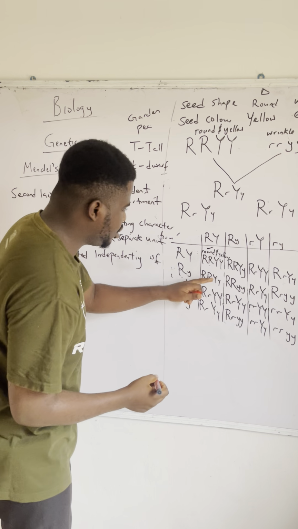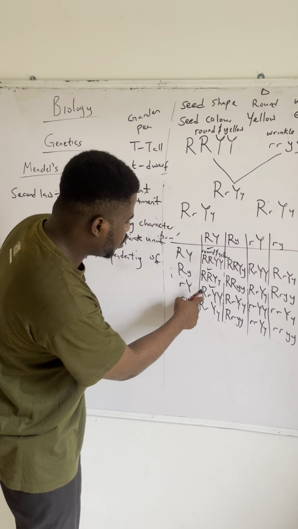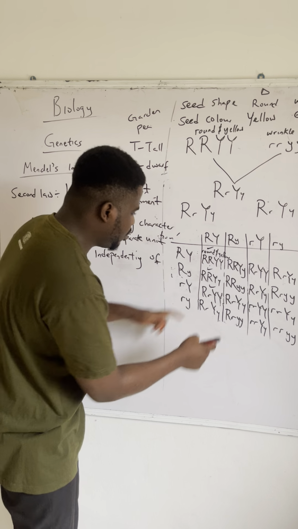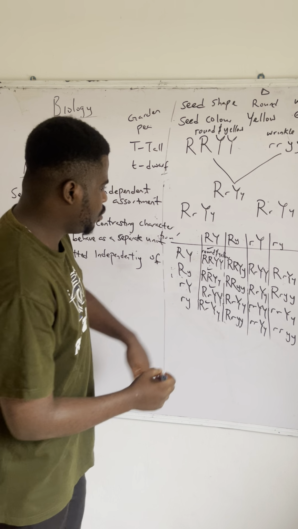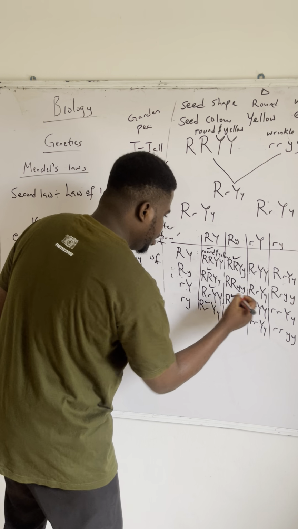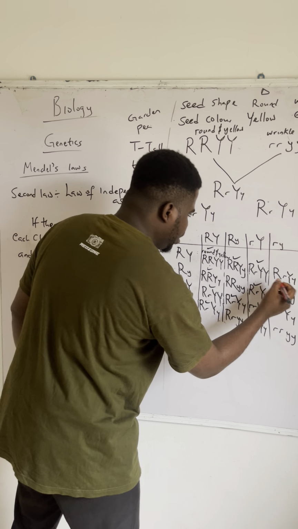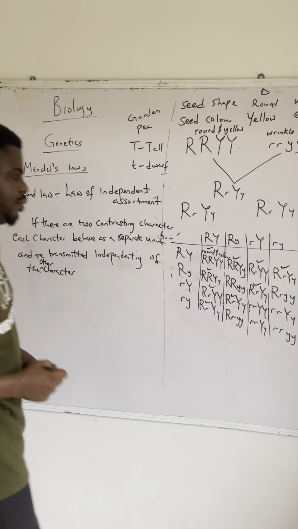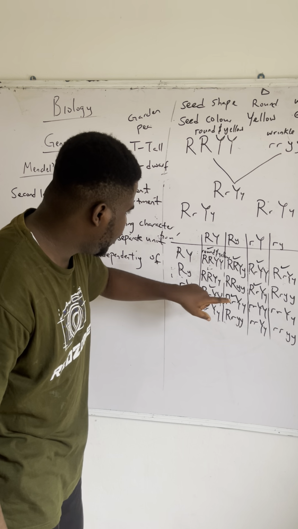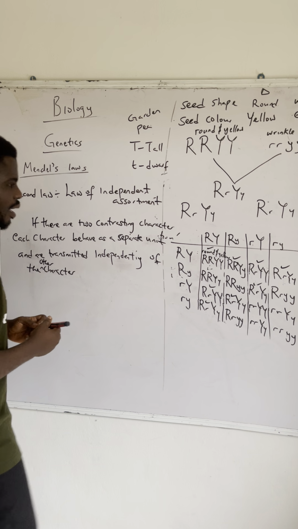So let me mark it like this. This is also round and yellow. This is also round and yellow. Because although this one is recessive, this one is dominant over it. So round and yellow, round and yellow, round and yellow, and so on. So let me count it: 1, 2, 3, 4, 5, 6, 7, 8, 9. So we have 9 round and yellow.